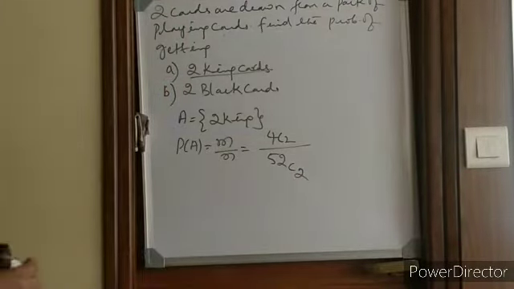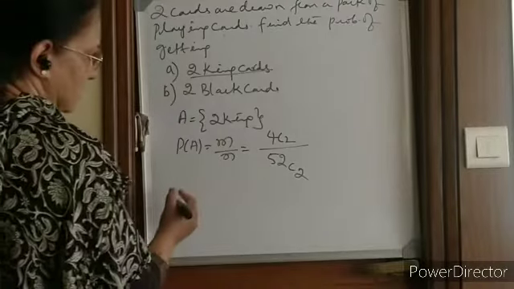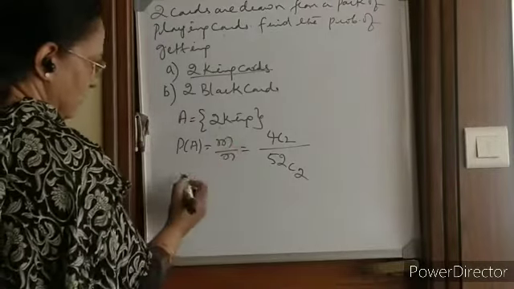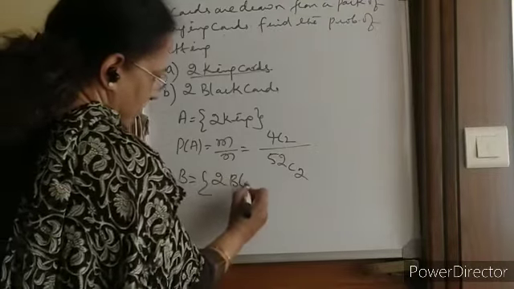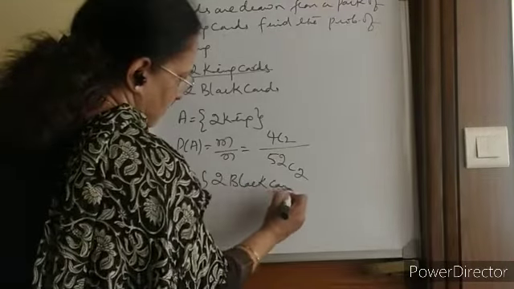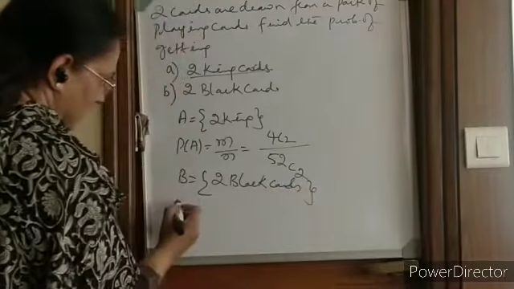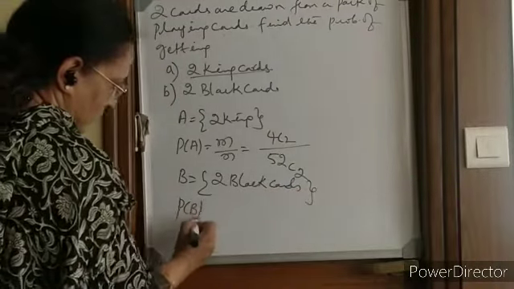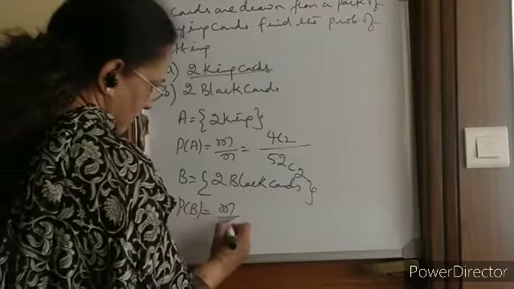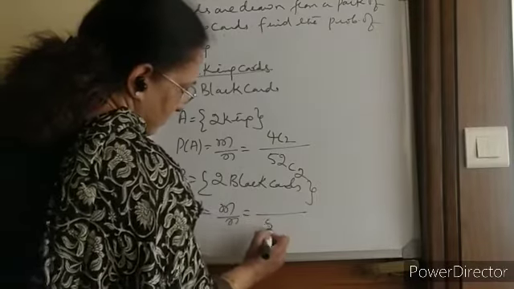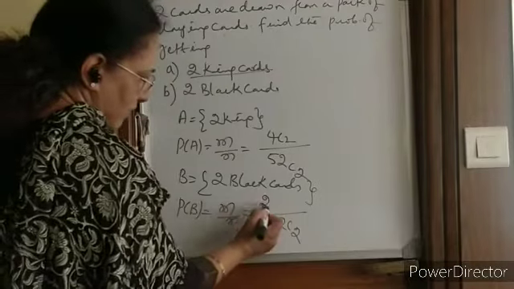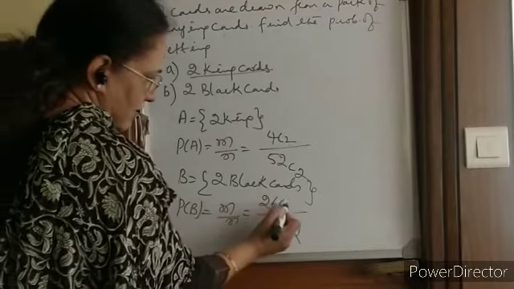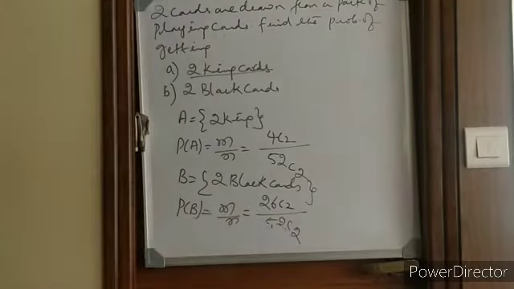Okay. Now coming to black cards. How many black cards are there? So B is the event of drawing 2 black cards. There are 26 black cards. So this will be the same 52C2. Now the number of black cards is 26, so out of 26, 2. So 26C2. Okay.